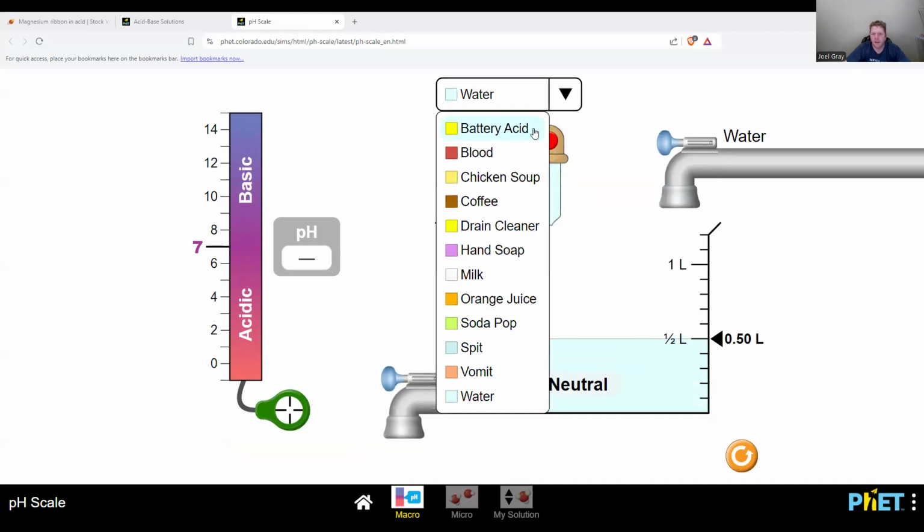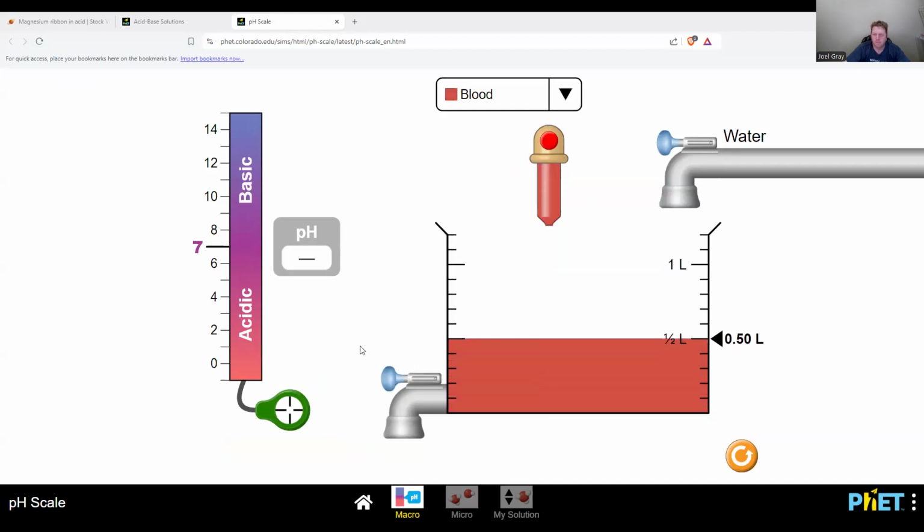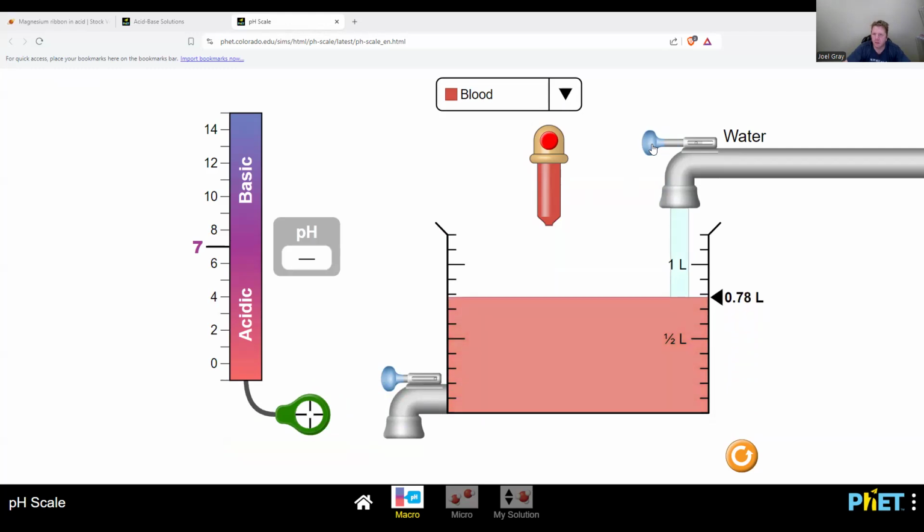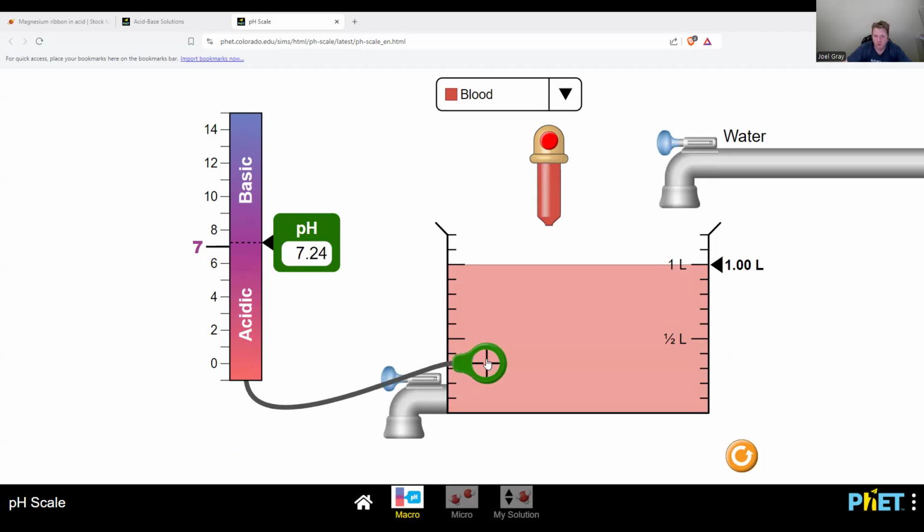Now, if I add to that blood, I'm getting 1/2 liter of blood. I have a pH of 7.4, so it's higher, so it's slightly more basic. So your blood has a pH that's higher than a neutral pH, so it's slightly basic. If I add water to 1 liter, my concentration of hydrogen and hydroxide ions, well, it's changed. So my pH has changed.